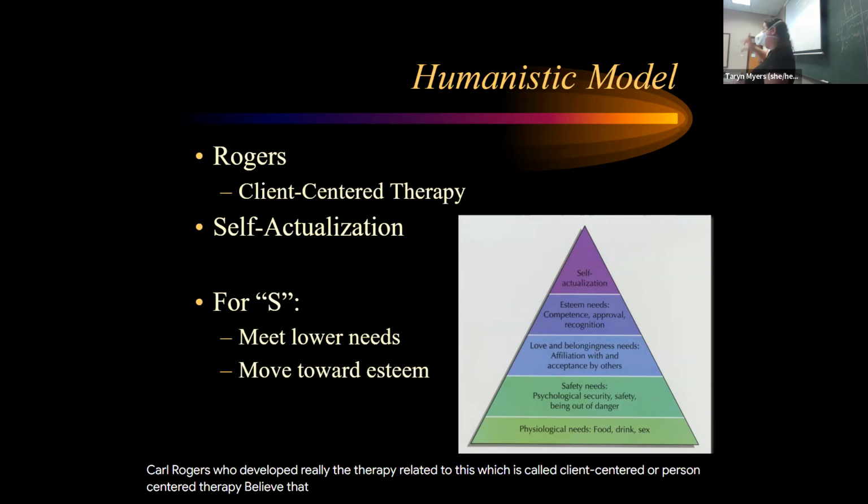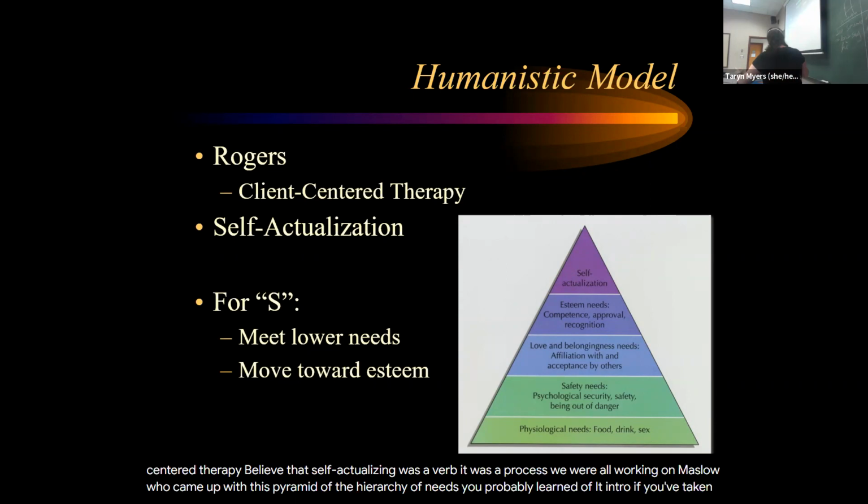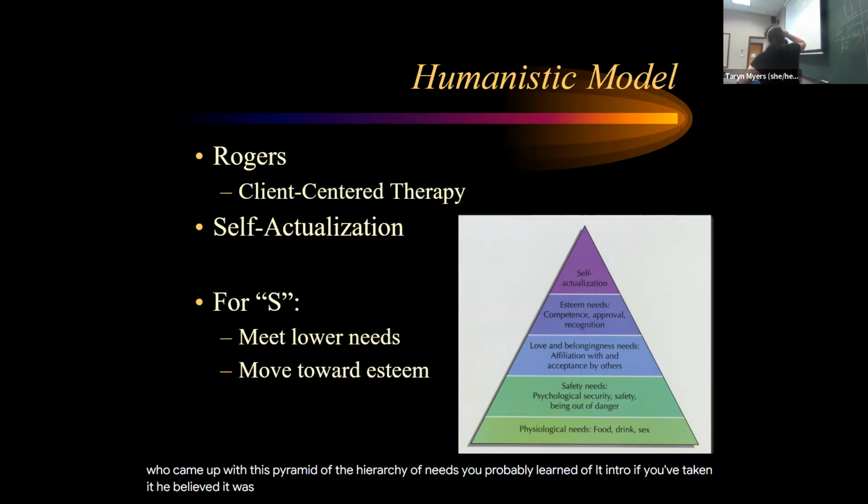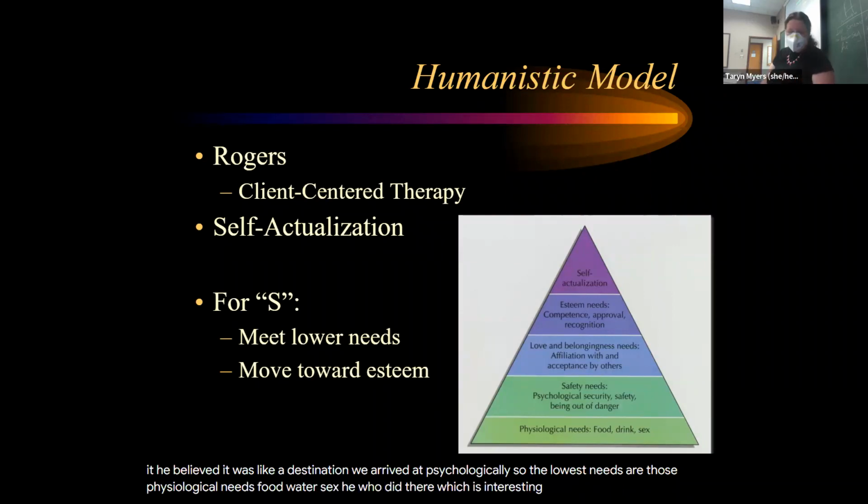He believed that self-actualizing was a verb, it was a process we were all working on. Maslow, who came up with this pyramid of the hierarchy of needs, you probably learned about it in intro if you've taken it. He believed it was like a destination we arrive at psychologically. So the lowest needs are those physiological needs, food, water, sex, he included there, which is interesting.